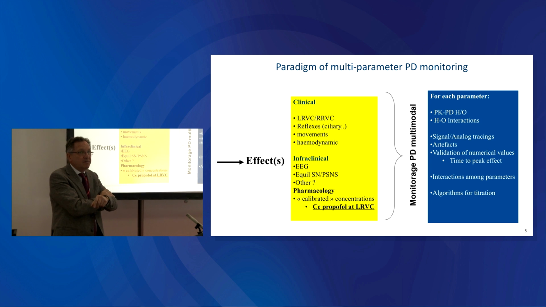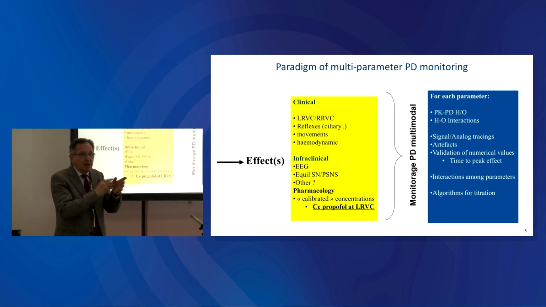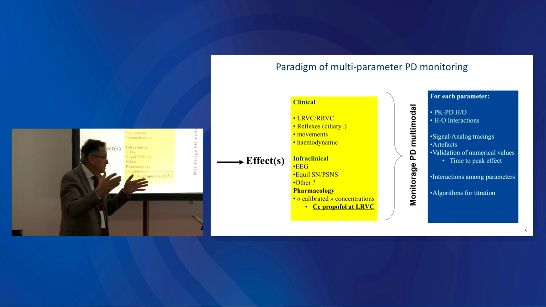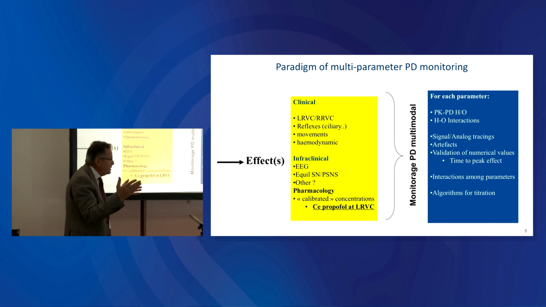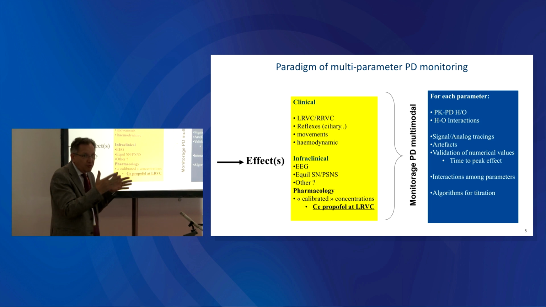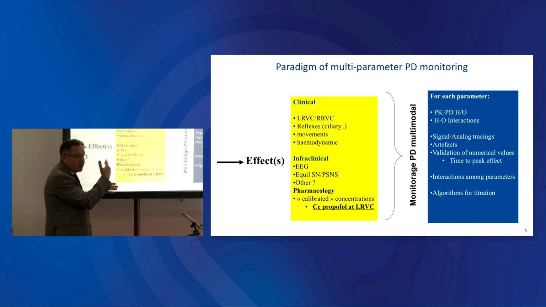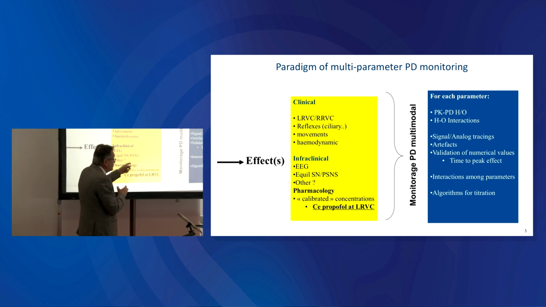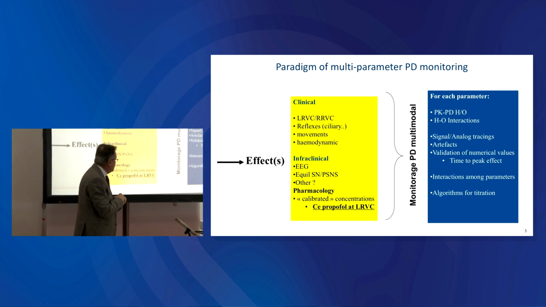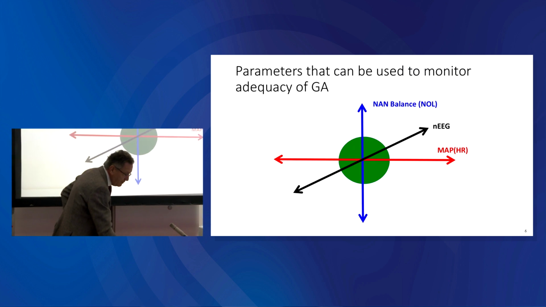And if it's non-invasive MAP, what is the time to peak effect? It is the interval between two measurements. So if you set 5 minutes, the time to peak effect is going to be 5 minutes. And if you set 2 minutes, the time to peak effect is going to be 2 minutes, okay? Similar for the BIS, similar for the NOL, etc. And then you need to look at the interactions among parameters and then the algorithm for titration.